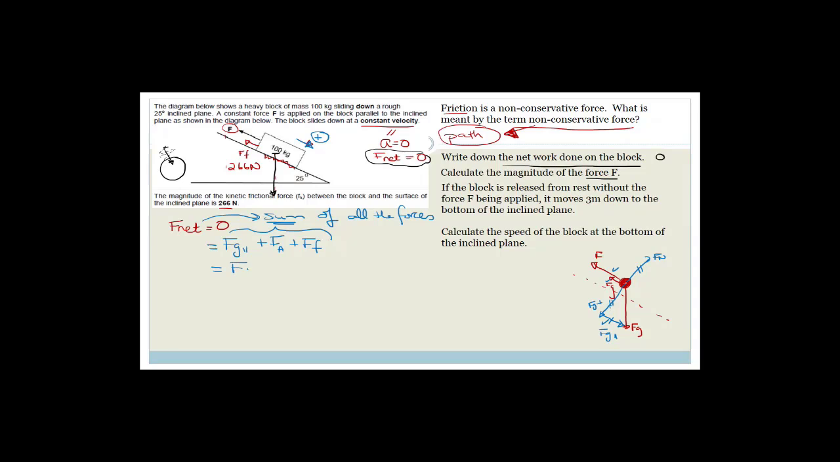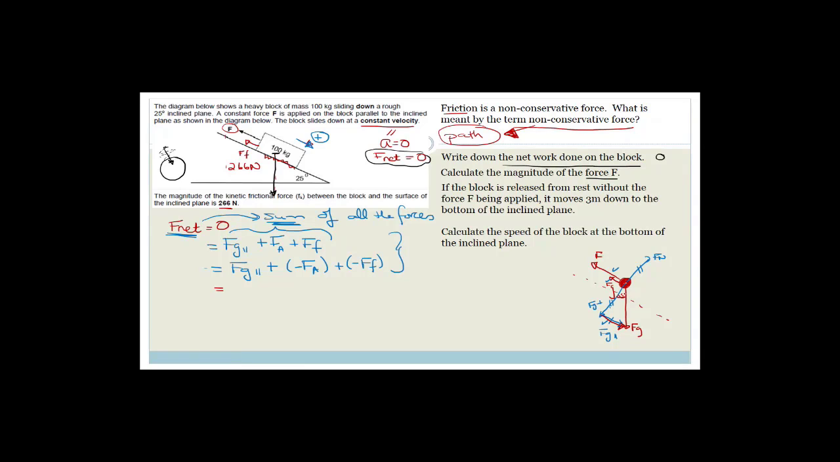Then you've got FG parallel plus or minus the force applied plus or minus the force of friction. But grade 12s, you need to show that you know that the net force is the sum of all the forces. You need to show that somewhere in your calculations so that you get the marks for it, okay? Otherwise, you're not going to get the marks. So FG parallel, we need to work out.